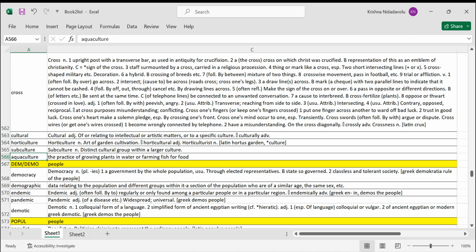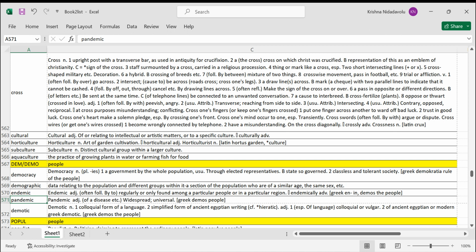Similarly, pandemic. Pandemic is found everywhere. It is universal. We have heard these words, endemic and pandemic, for COVID also. An endemic disease is something which is at a particular place, and they declared it a pandemic when it had spread worldwide. That is pandemic.